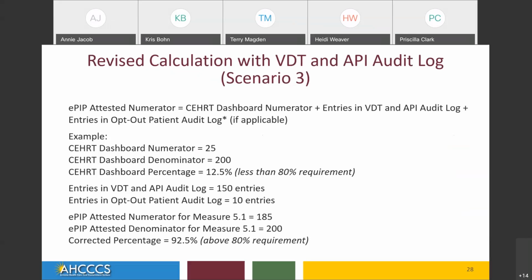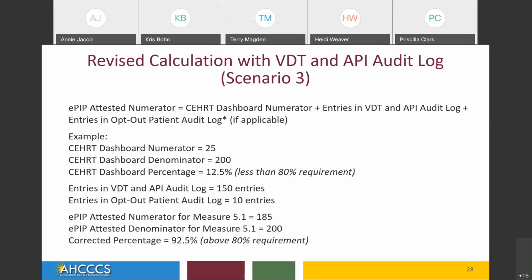Entries in the VDT and API audit log equals 150 entries. Entries in the opt-out patient audit log is 10 entries. And those 10 entries are not required unless the EP chooses to add them to the formula. The EPIP newly attested numerator using the formula at the very top of the measure is 185. This includes the 25 patients from the dashboard, the 150 from the API VDT audit log, and the 10 patients from the opt-out patient audit log.